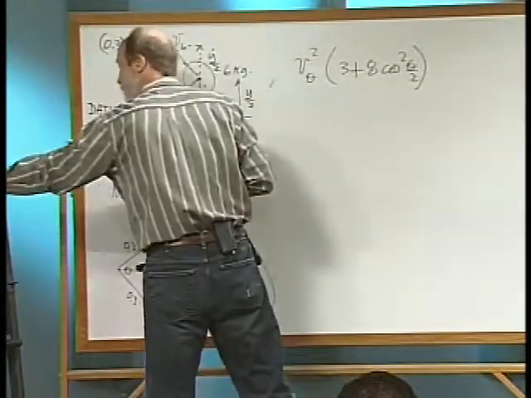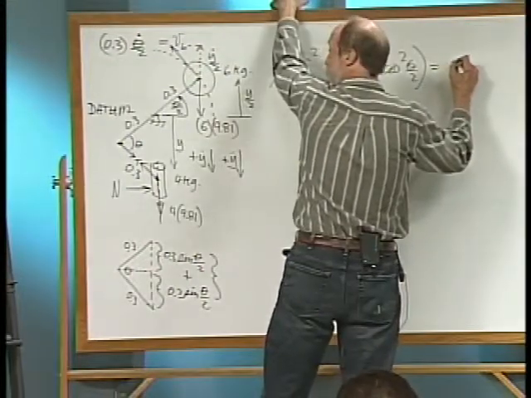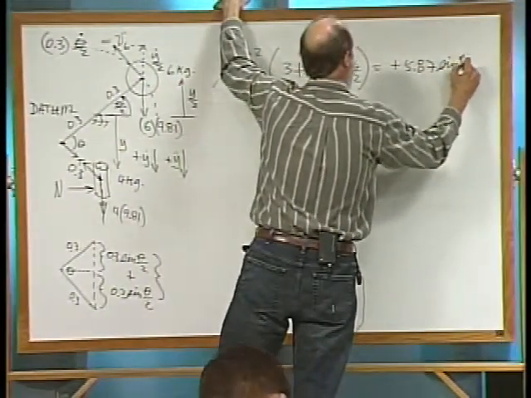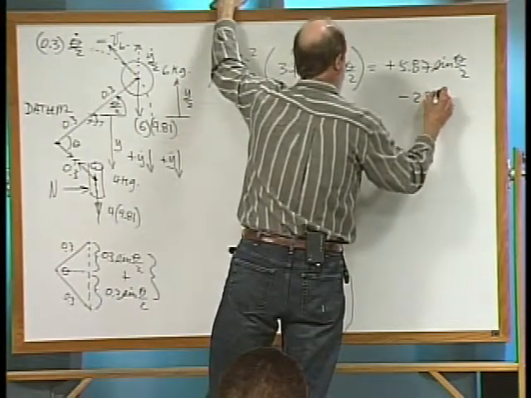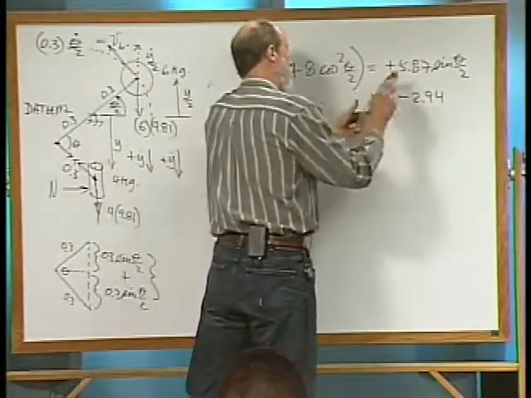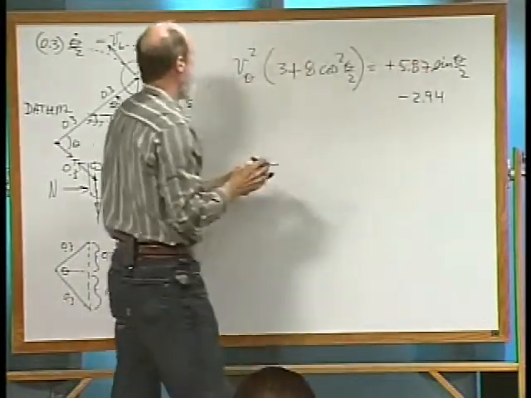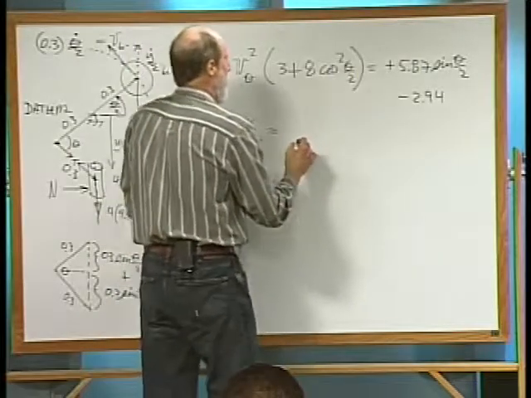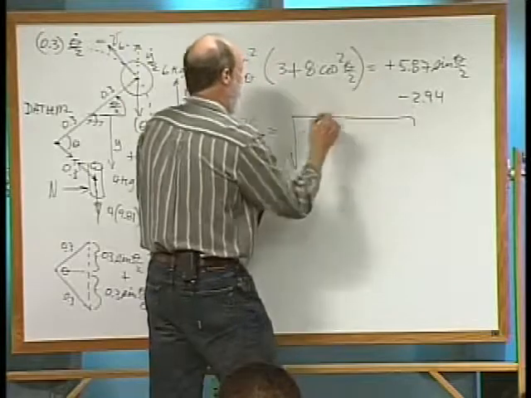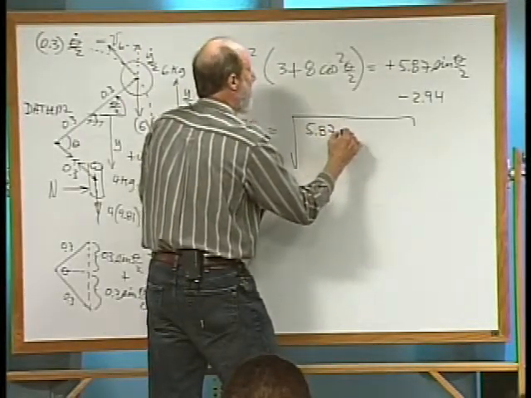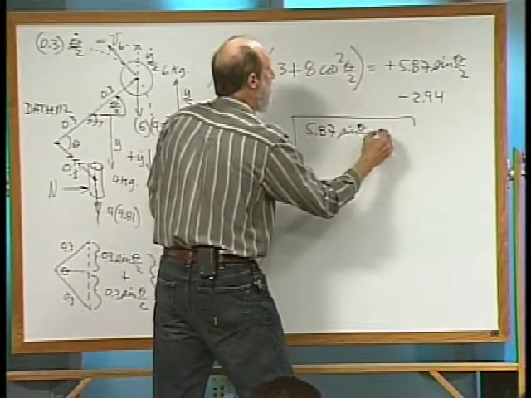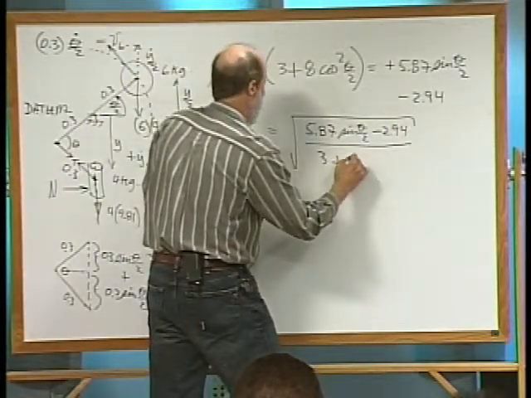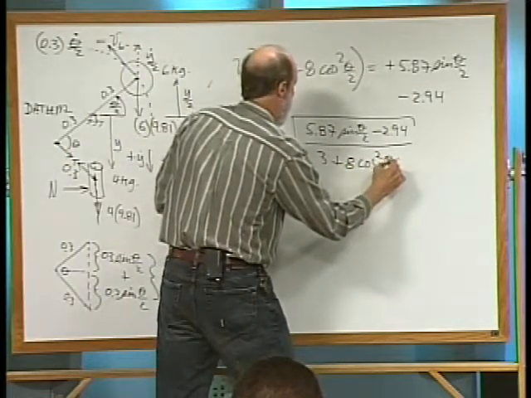And if we take these other terms to the other side of the equation, they become positive 5.87 sine of theta over 2 and minus 2.94. So the v theta term in general is going to be equal to a messy looking square root, which is going to involve the terms on the right, 5.87 sine of theta over 2 minus the 2.94, and inside the radical in the denominator is going to be this 3 plus 8 cosine squared of theta over 2.